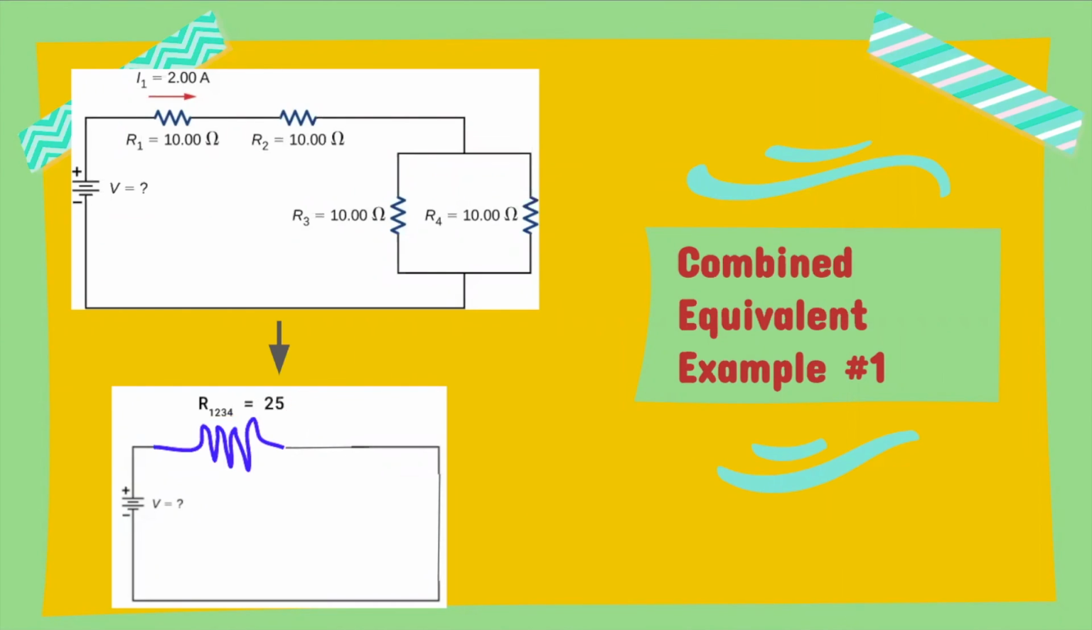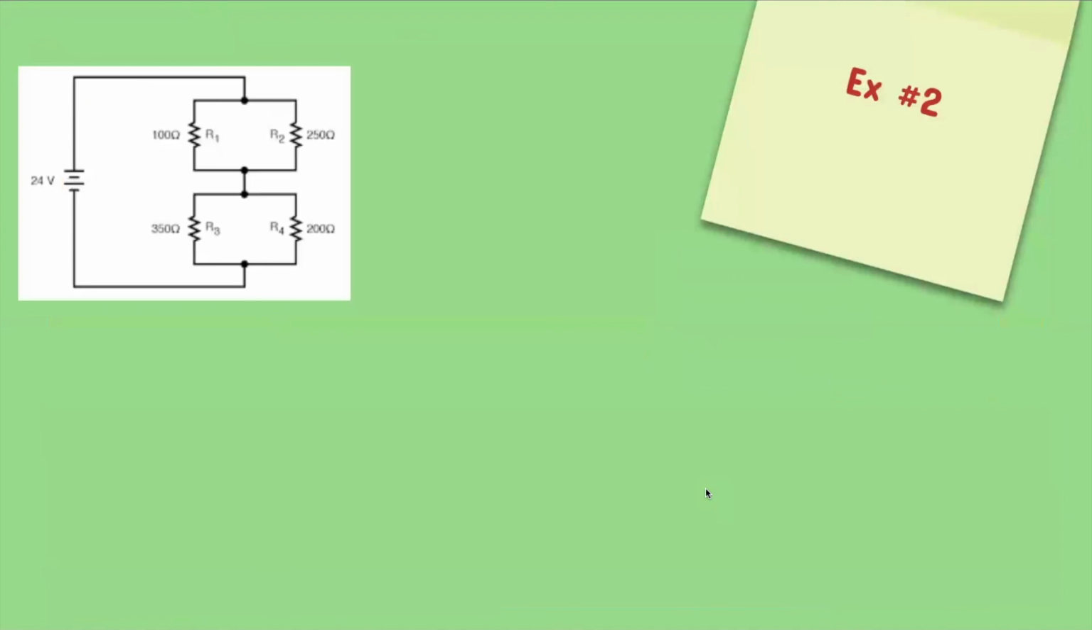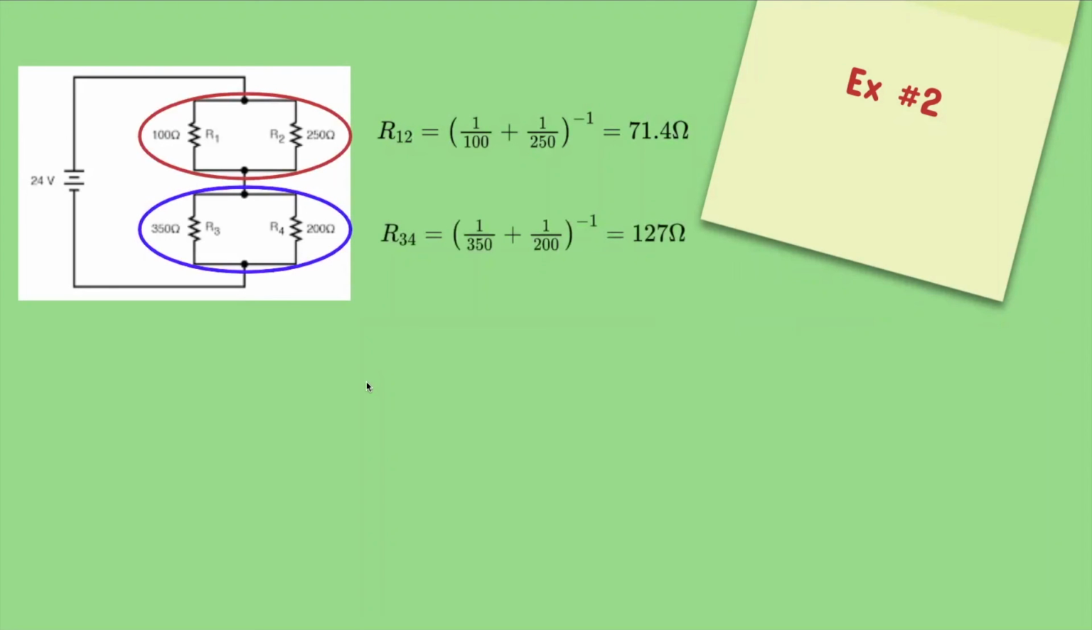So one more example, and you're going to try this on your own. I'm going to do the example you actually just did. You had the red section. You identified the red section was in parallel. We used the parallel resistance equation. So R1 and R2 together act like a single 71.4 ohm resistor. R3 and R4 are in parallel, and together they act like a single 127 ohm resistor.